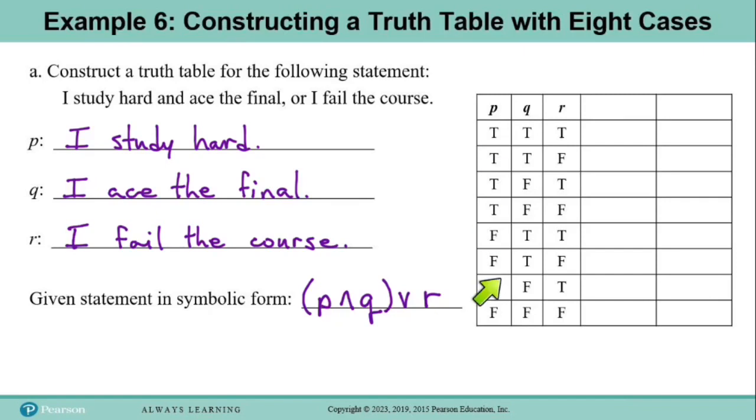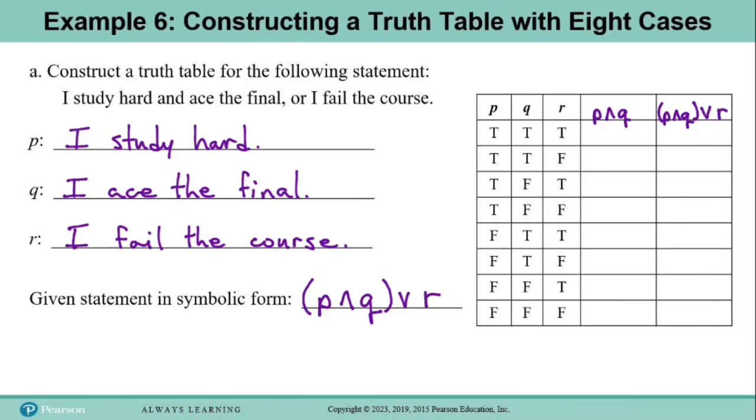Okay, so here are our values for our simple statements already filled in, P, Q, and R. All right, so the next column heading is going to be P and Q. So let's go ahead and put that. And then after we get the values for P and Q, the next thing we'll want to do is use those values to do an or statement with R. So P and Q or R is what goes in the last column.